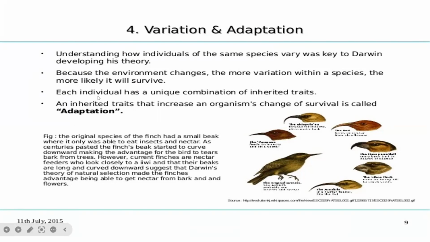Then, each individual has a unique combination of inherited traits. Now, write this point. An inherited trait that increases an organism's chance for survival is called adaptation.